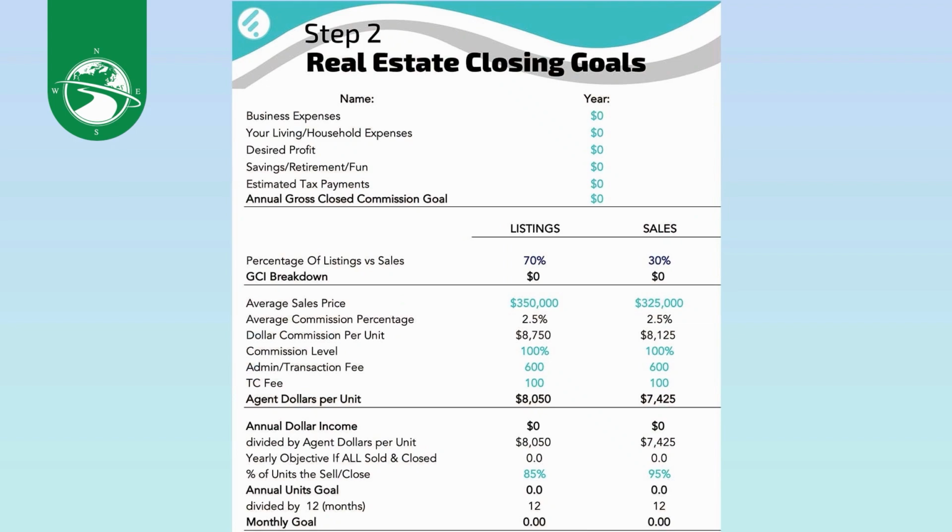It would be better to ultimately be conservative and overestimate your taxes, because if you do, then clearly you'll have more money at the end of the year. In the next 3 tabs of the business plan, you'll be able to calculate your closing goals for sales and listings once you have that income number.